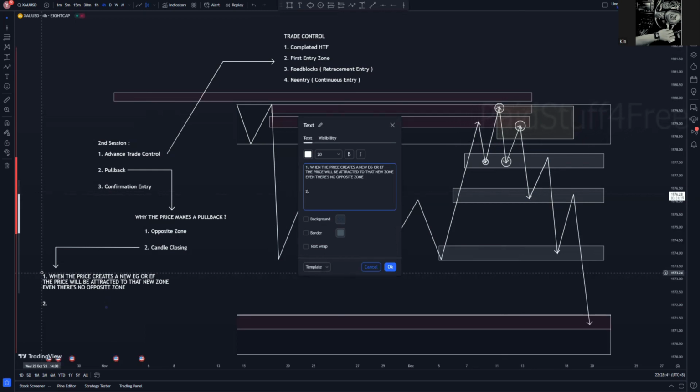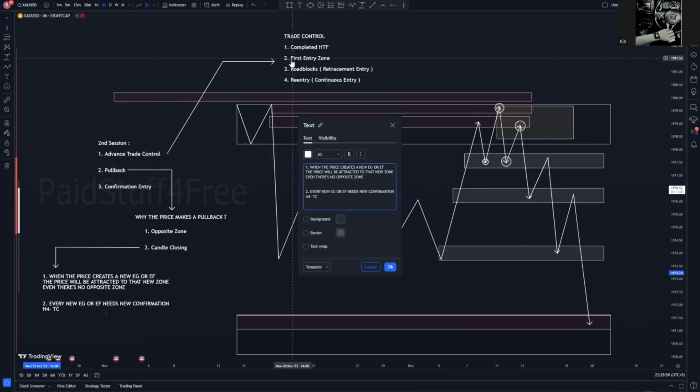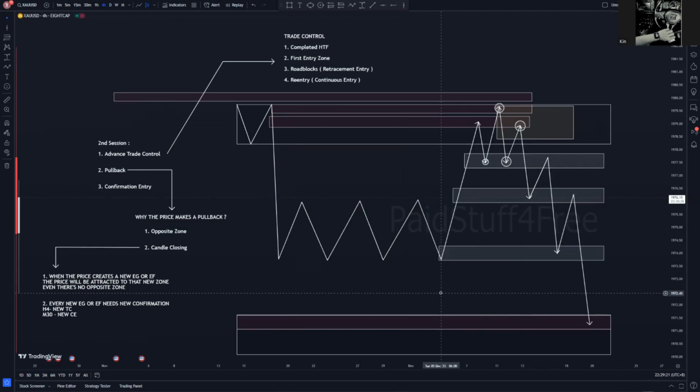And how about the second one? Every new EG or EF needs new confirmation. If we talk about the H4, it needs a new TC, which is based on this one. Maybe it needs a new first entry zone, needs to respect the new first entry zone, and needs to create a new TC, something like that. If we talk about the M30, the price needs a new CE. H4 needs a new TC and M30 needs a new CE. Right now I'm going to explain this.